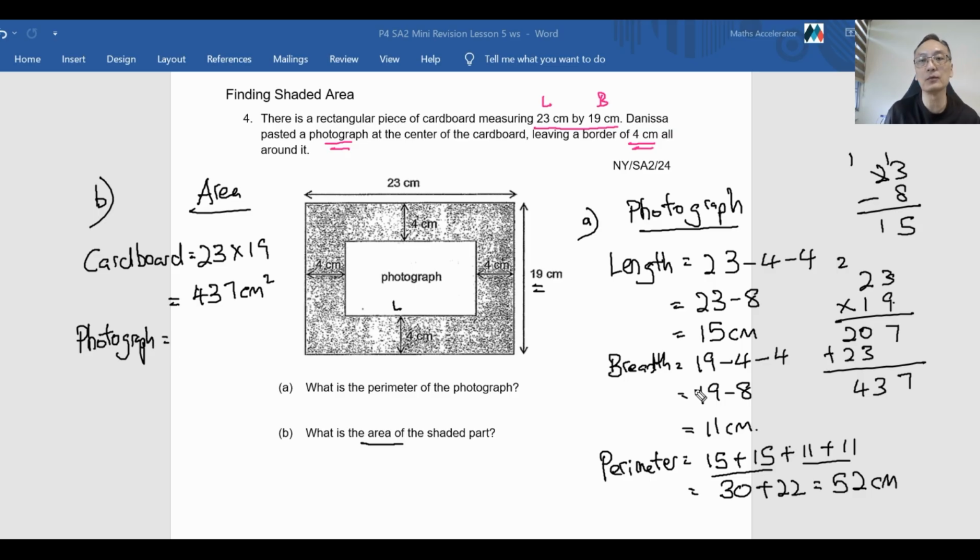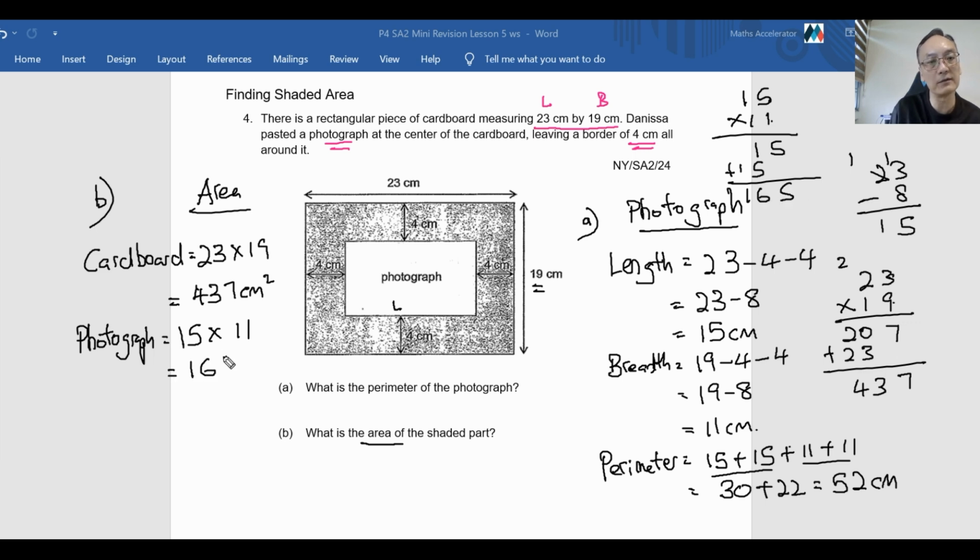Next, we have to find the area of the photograph. The area of the photograph, we know that the length is 15 and the breadth is 11. So it's 15 multiplied by 11. So let's do our working over here. 15 times 11. 5 times 1 is 5. 1 times 1 is 1. 15 times 1 over here is 15 as well. So we add up, we get 165. So here, the photograph is 165.